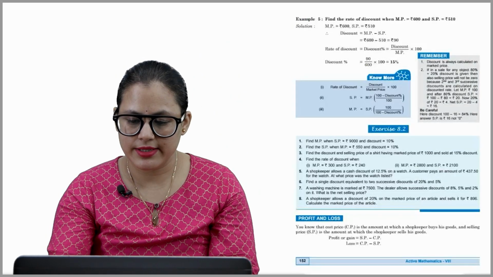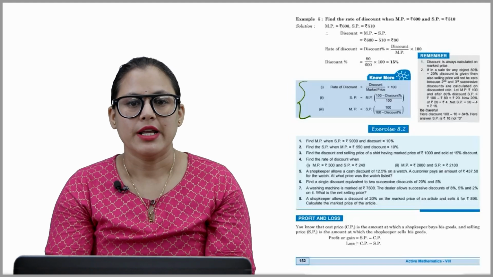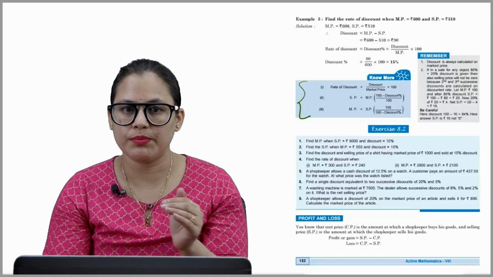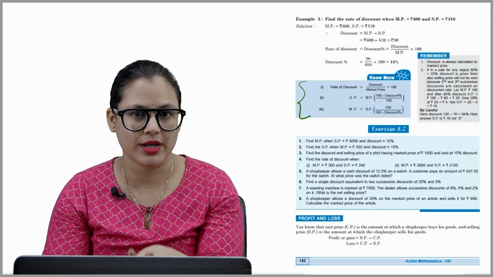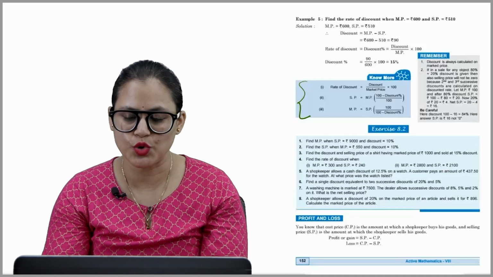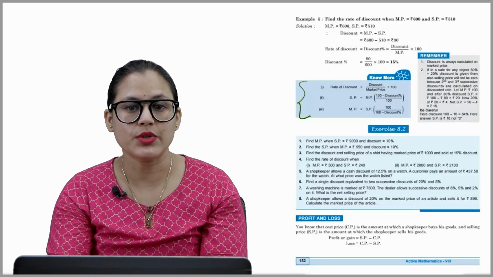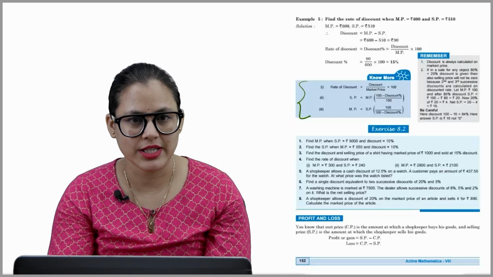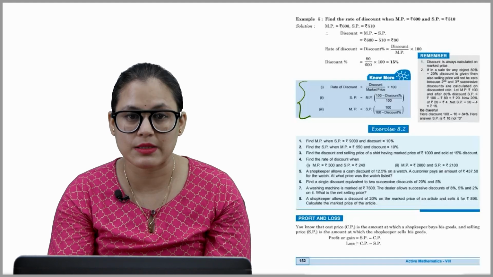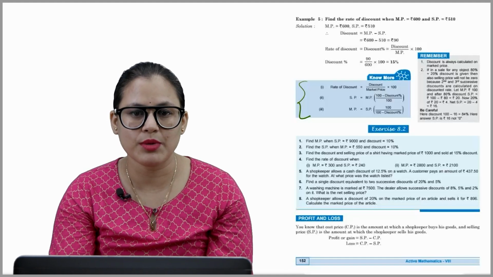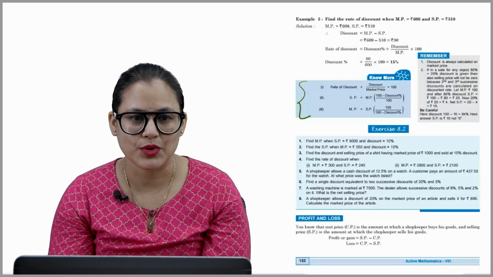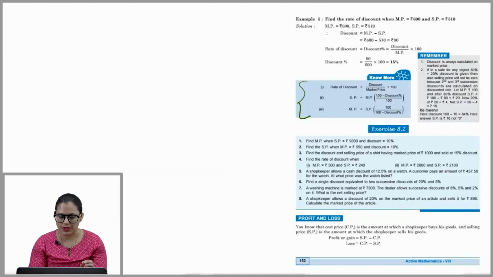There are some formulas given here. Rate of discount is equal to discount upon marked price into 100. SP is equal to marked price into (100 minus discount percent) upon 100, and marked price is equal to SP into 100 upon (100 minus discount percentage). Okay. Exercise 8.2, first question: find the marked price.